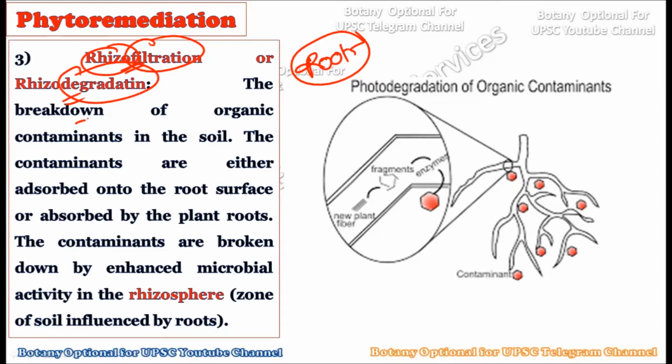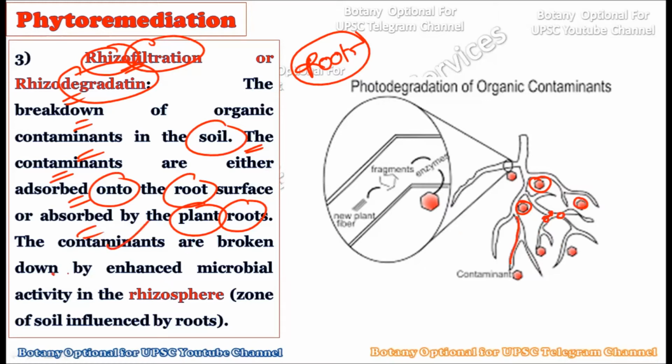Okay, now see the breakdown of the organic contaminants in the soil. See, the contaminants are either absorbed onto the plant surface or absorbed by the plant roots. Either these particular contaminants may be absorbed at the root surface, or maybe they are completely absorbed by the roots within their internal structures. Now these contaminants are broken down by the enhanced microbial activity in the rhizosphere.